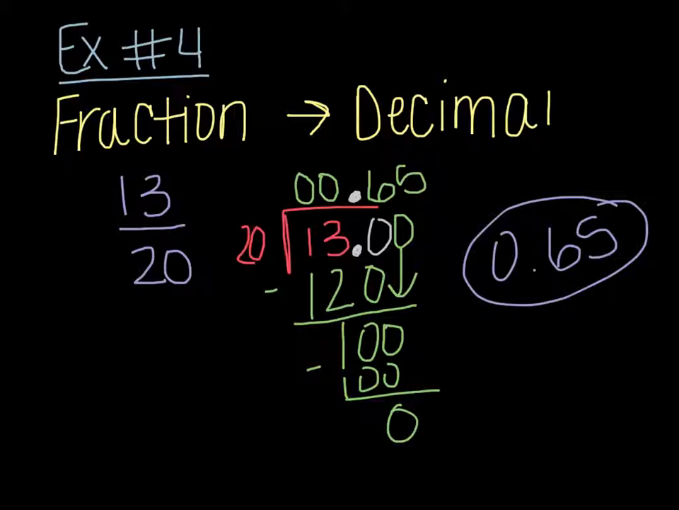So just really quick to recap, if you're going from a fraction to a decimal, you just divide. If you're going from a decimal to a fraction, you have to see where the last digit is and you put it over that number. So if it's in the tenths place, you put it over 10. If it's in the hundredths place, you put it over 100, and so on.